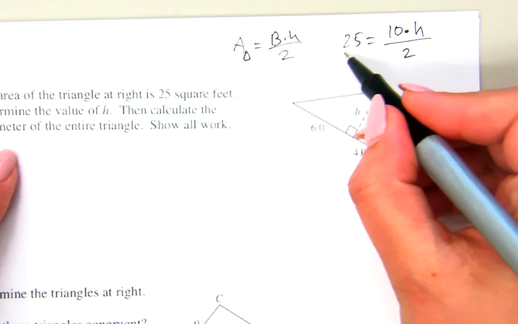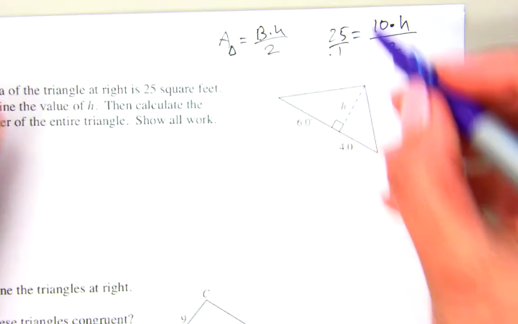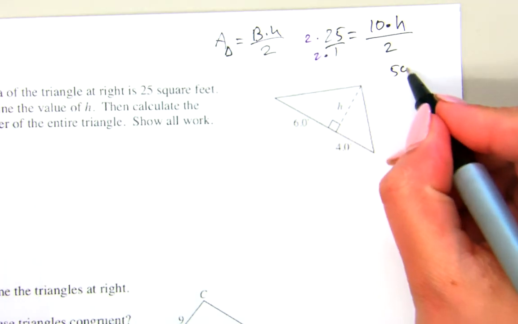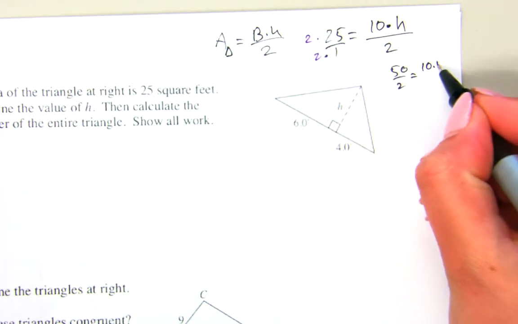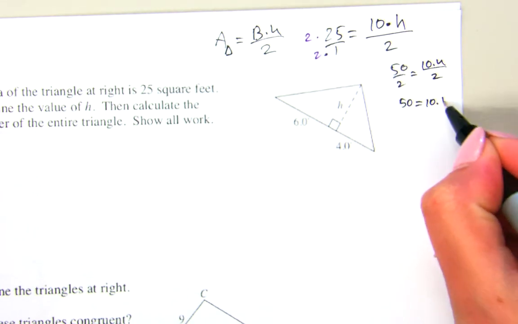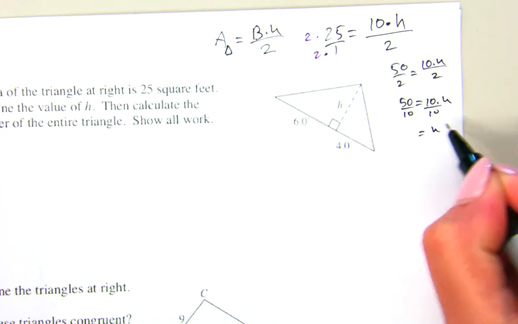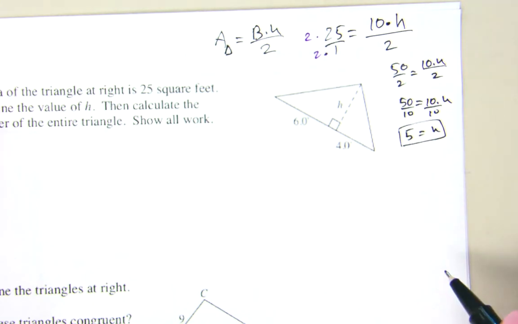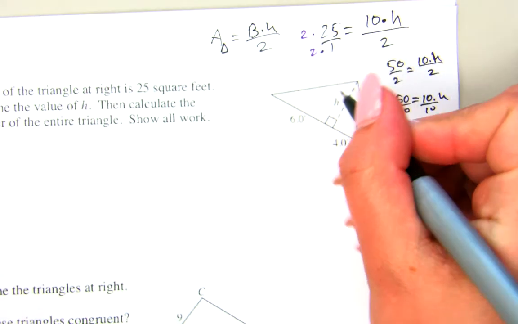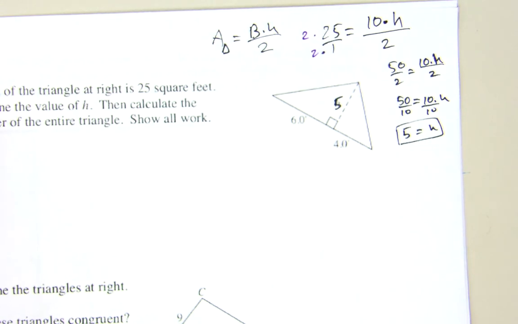So let's see. We have 25, put it over 1, so we can make common denominators, times 2 over 2. So we have 50 over 2 is equal to 10 times h divided by 2. So that means 50 is going to be equal to 10 times h, divided by 10 on both sides. We get the height is equal to 5. So the height is 5. Yay. Alright, so now we need the perimeter.